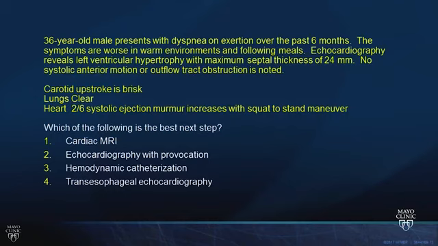36-year-old man presents with dyspnea on exertion over the past 6 months. Symptoms are worse in warm environments following meals. The echo reveals LVH with a septal thickness of 24 without evidence of outflow tract obstruction. He's got a murmur that increases from squat to stand. Which of the following is the next best step?